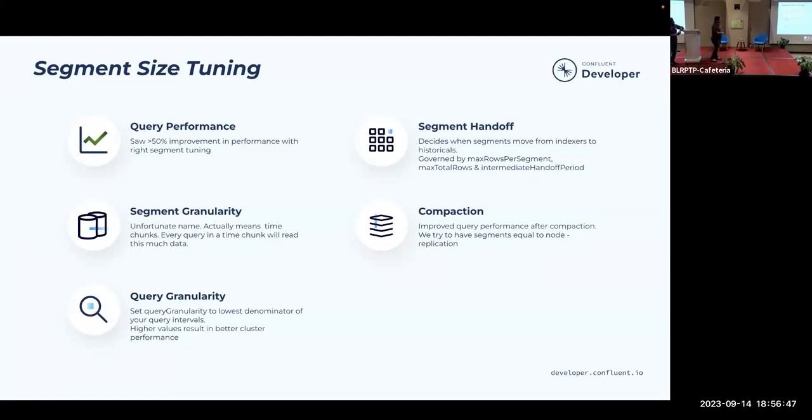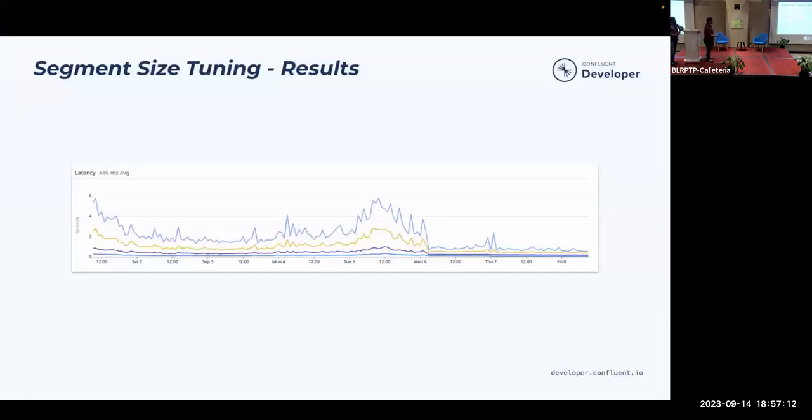And with change in segment granularity, we also have to look at compaction because compaction looks at all the data within one segment granularity and produces as many segments as you want. So we try to keep segments equal to the number of historical nodes we have. Actually, one minus that, so that with 2 replicas, it fits well into our historicals. Yeah, that's about it. This was our result after we deployed our segment granularity changes. We saw a very good improvement in our query latencies.